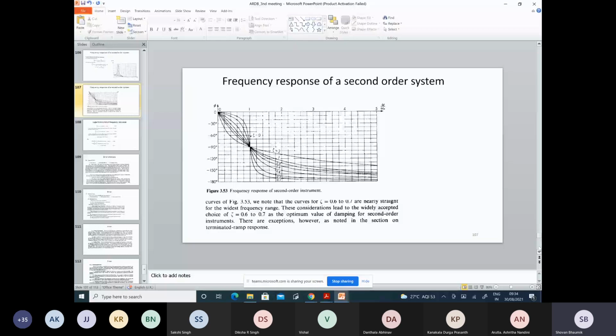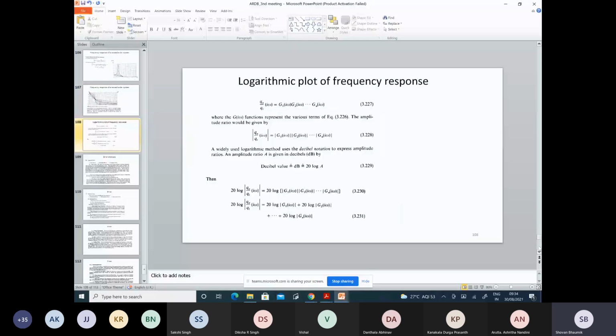If you have a transfer function like g1, g2 or something, a transfer function may be a combination of many poles and many zeros, and each pole and each zero you can consider as a single transfer function. So if you take the logarithm on both sides, because we are doing dB, then on the right hand side the combination of all transfer functions becomes additive, not multiplicative. This is the beauty of taking the log.